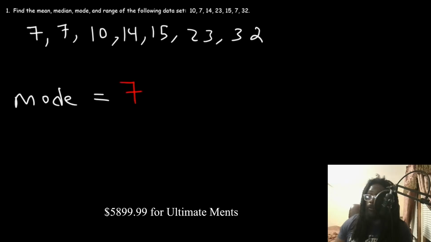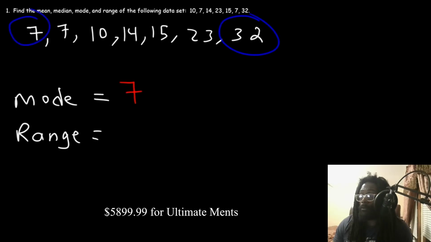Now what about the range? The range is simply the difference between the highest number and the lowest number. So it's going to be 32 minus 7, which is 25.